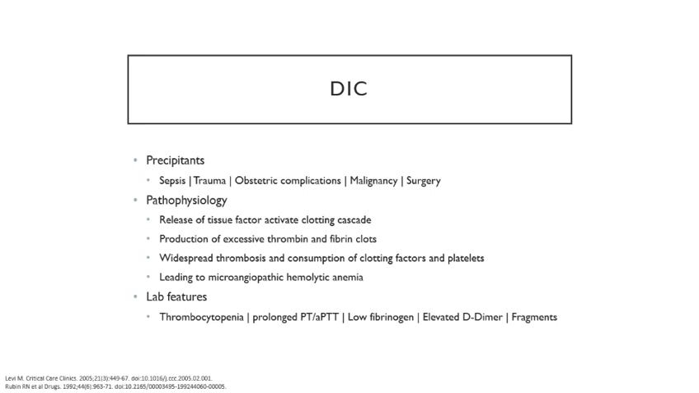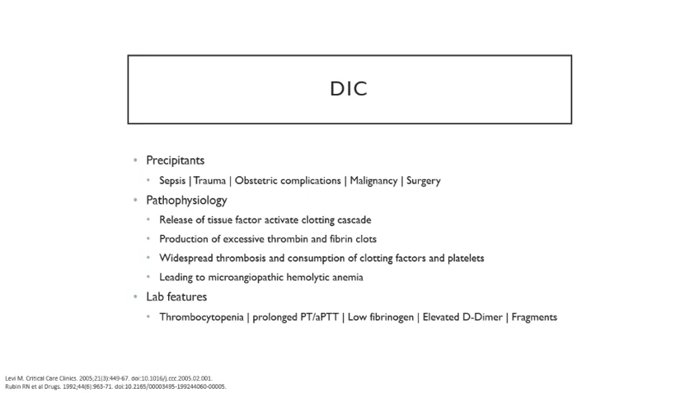One of the conditions would be DIC, or disseminated intravascular coagulopathy. This is precipitated by sepsis, trauma, surgical complications, or malignancy. In this condition, there is a release of tissue factor activating clotting cascades. Production of excessive thrombin and fibrin clots cause widespread thrombosis, and these can lead to microangiopathic hemolytic anemia. In view of large consumption of clotting factors and platelets, patients can also tend to bleed. And thus, ROTEM can give a clear picture with regard to clotting as well as bleeding tendencies.